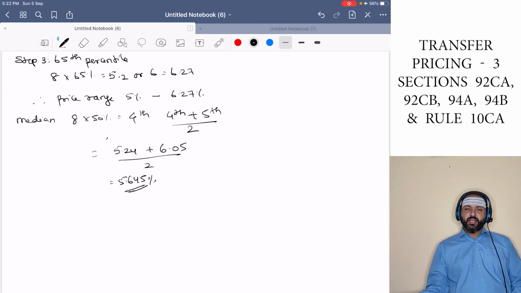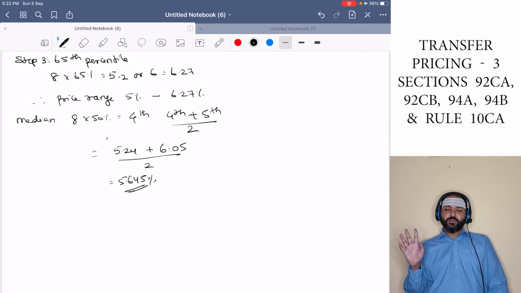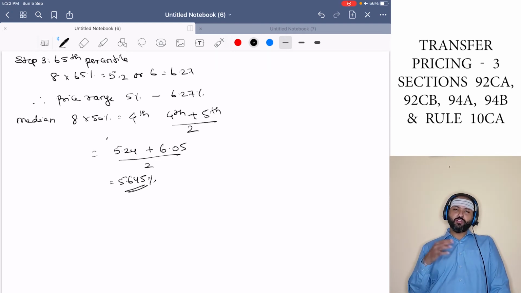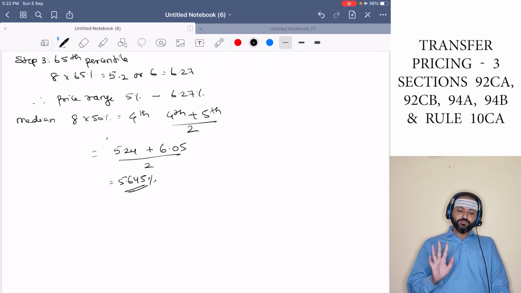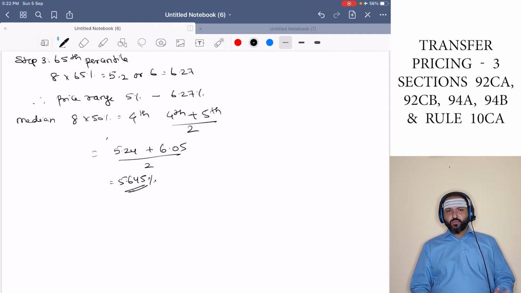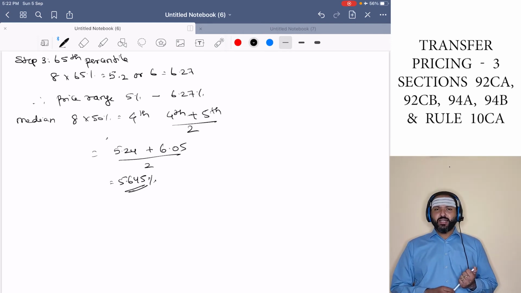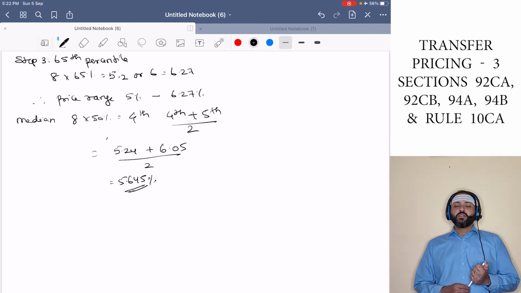So the difference between the transaction price and this average of the fourth and fifth price will be the primary adjustment, the adjustment that you have to make on account of transfer pricing. Is it clear? Now, surprisingly, the institute has never asked a question on the range concept. For some reason, they have not tested the range concept so far.